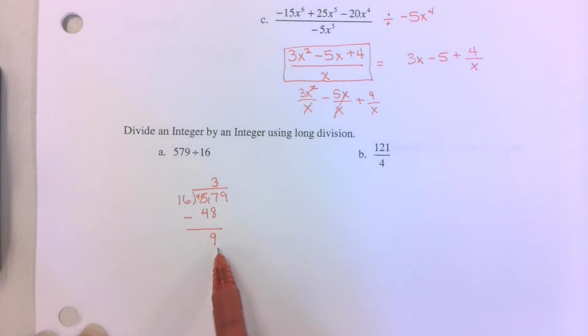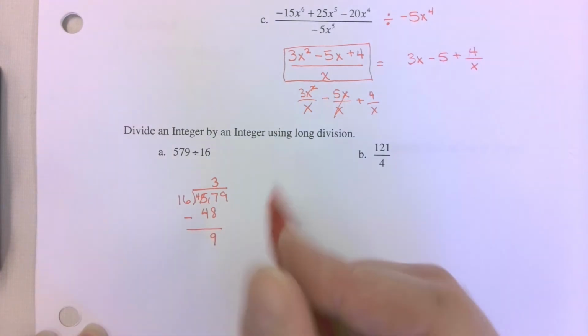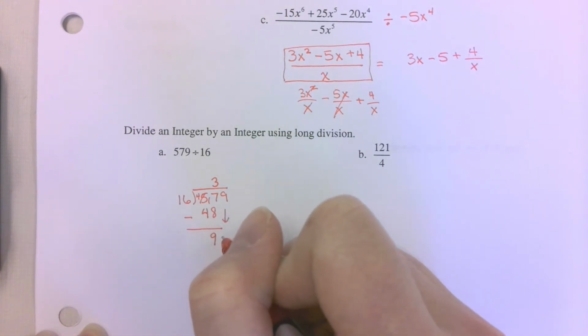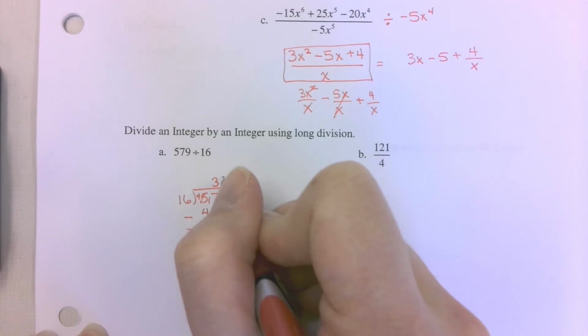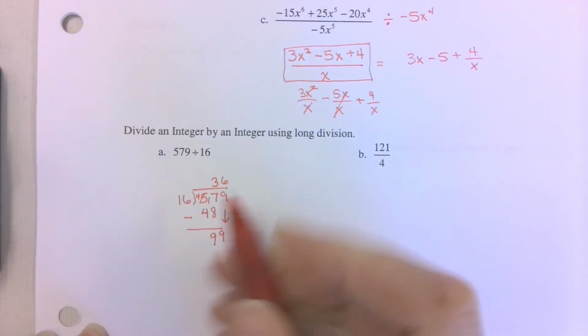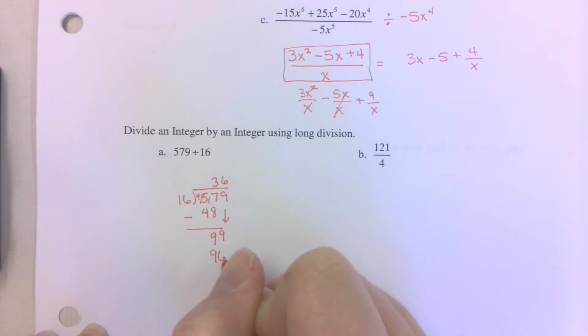As long as my remainder is less than my divisor, I've gone as big as I can. And then I bring down the 9 and I start again. How many times does 16 go into 99? I might have to play with these numbers a little bit. It's a 6. So 6 times 16 ends up giving me 96.